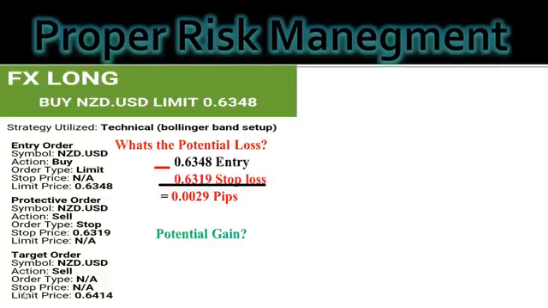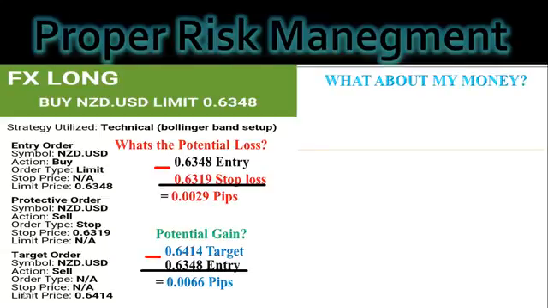If you want to know what your potential gain is, you take your target order, which is 64.14, and subtract your entry point, 63.48. When I do that, I get 66 pips. That's what I'm willing to gain. 29 pips is what I'm willing to risk to gain 66 pips. That's called a 2-to-1 ratio.